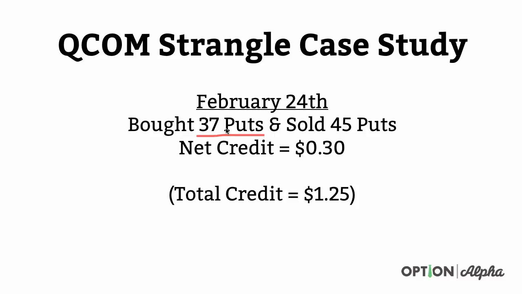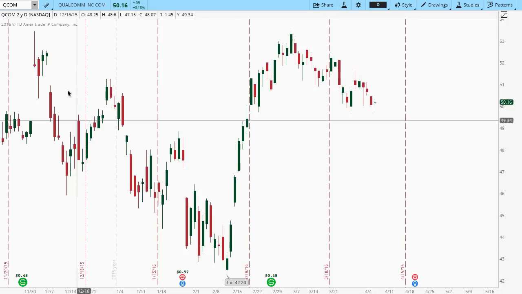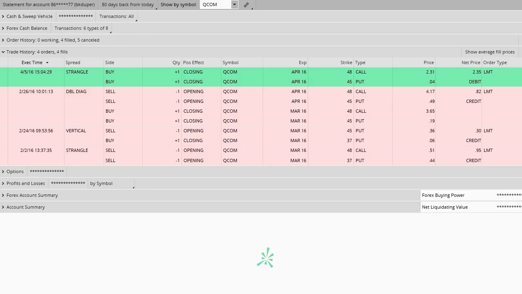So we took our 37 puts, bought them back because they were practically worthless, sold our 45 puts, which is a new contract, and took in a net credit of 30 cents. So this gave us a total credit of $1.25 now. Again, we're adding that 30 cents to the $95 original entry credit that we had on Qualcomm. So this is our new trade here.